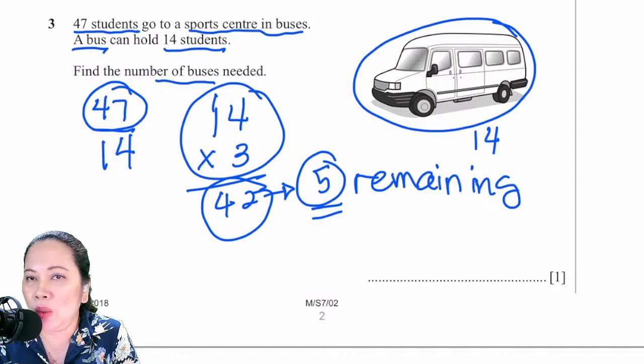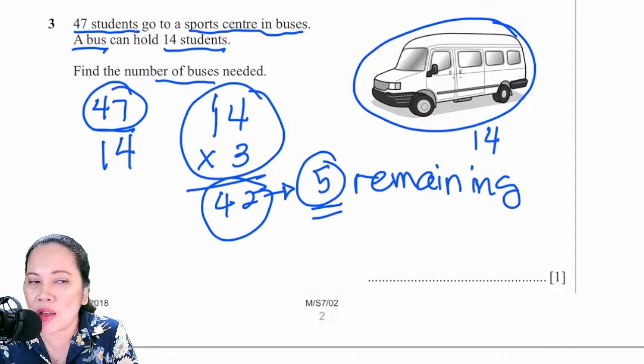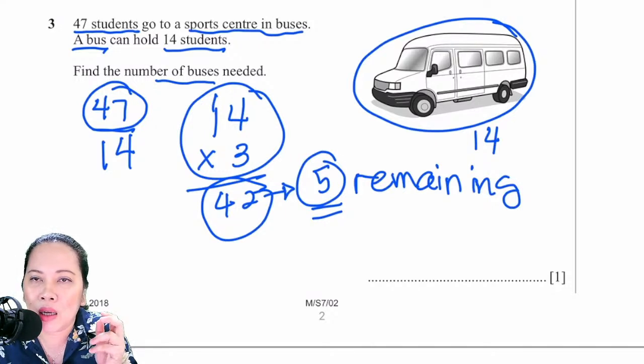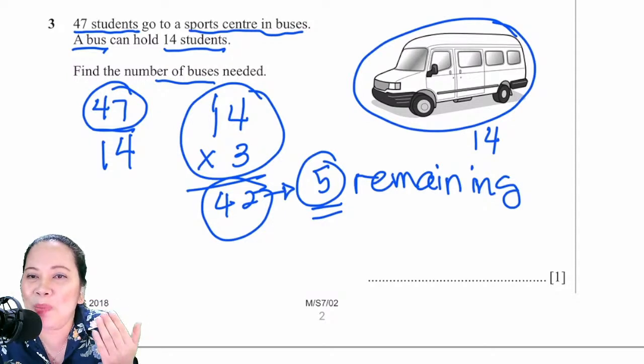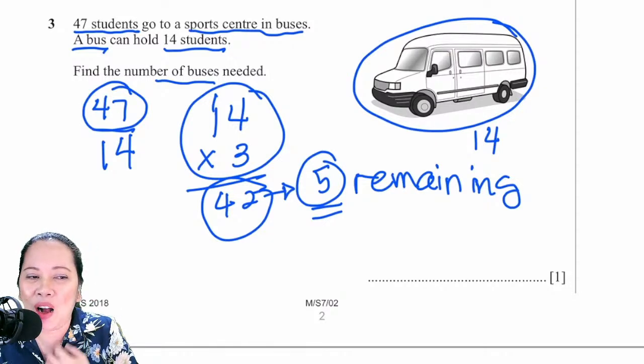Now, when we deal with questions wherein your problem deals with whole numbers, like people or cars, you couldn't fill in this bus with 14.6 number of people, or 15.5. We don't have half of the students.